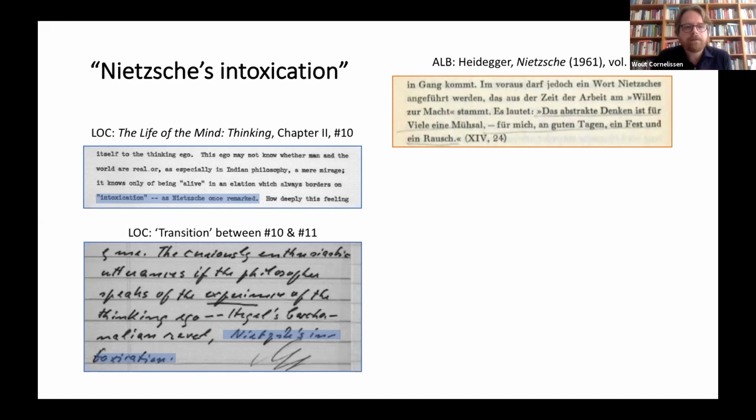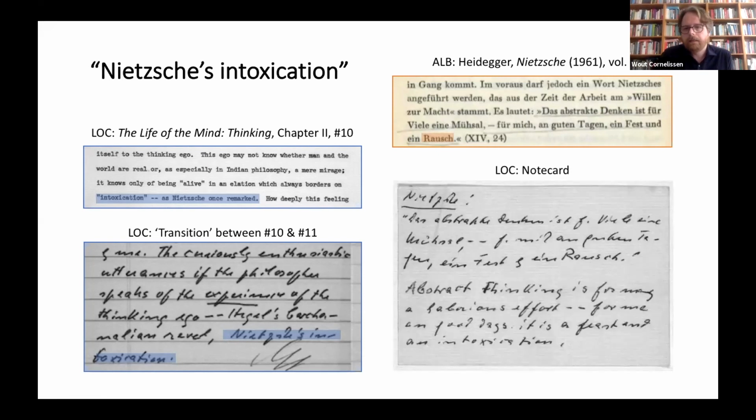So back to the Library of Congress, because the Library of Congress, as you know, did not only preserve the typescript of Arendt, but also excerpts and notes. And so I found the following note card. So I highlighted the word Rausch, and here we have a note card that's preserved in one of the thinking folders. It's the exact same quote.